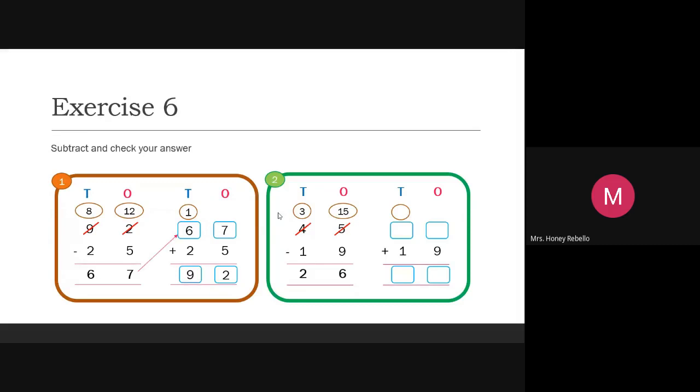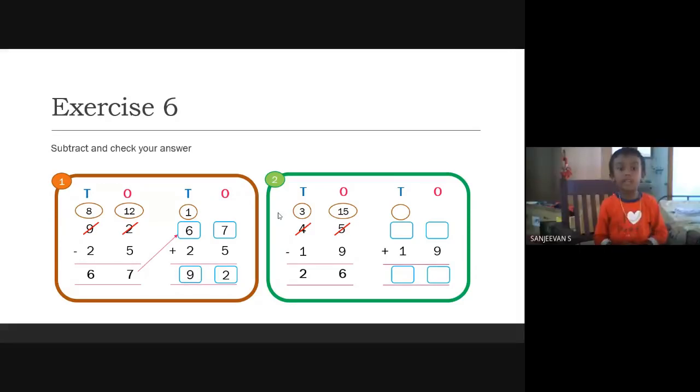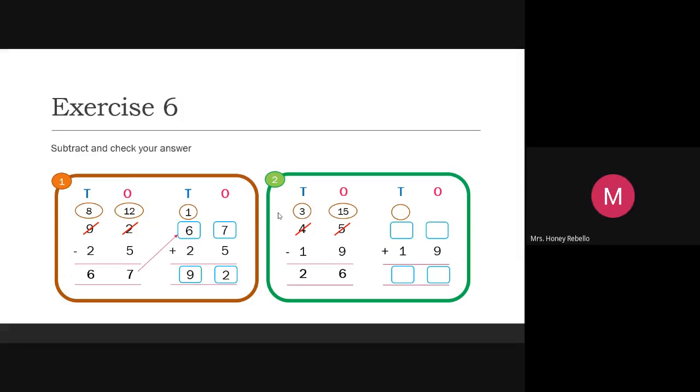What is 3 minus 1? 3 minus 1 is 2. Very good. Now you got 2. Very good.